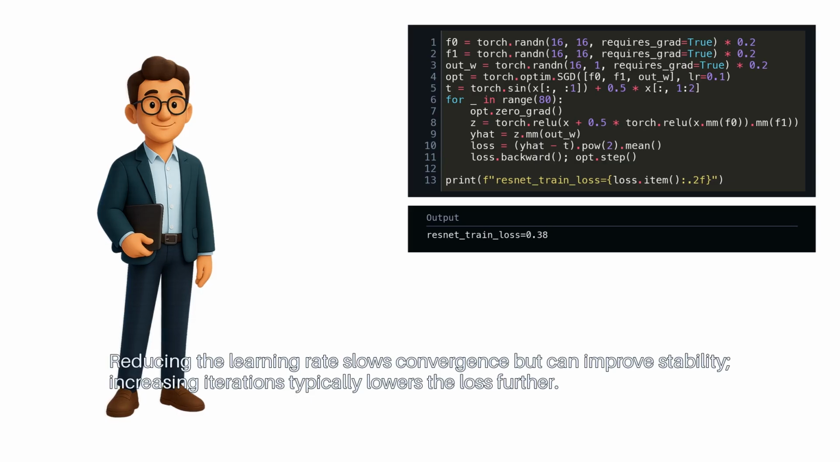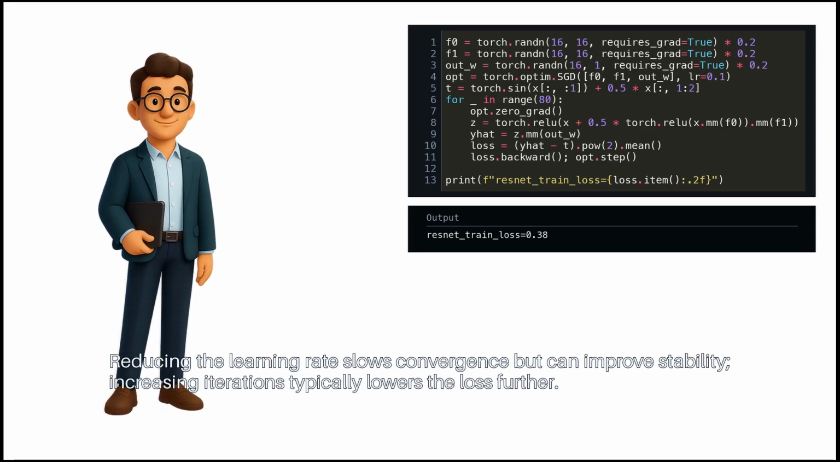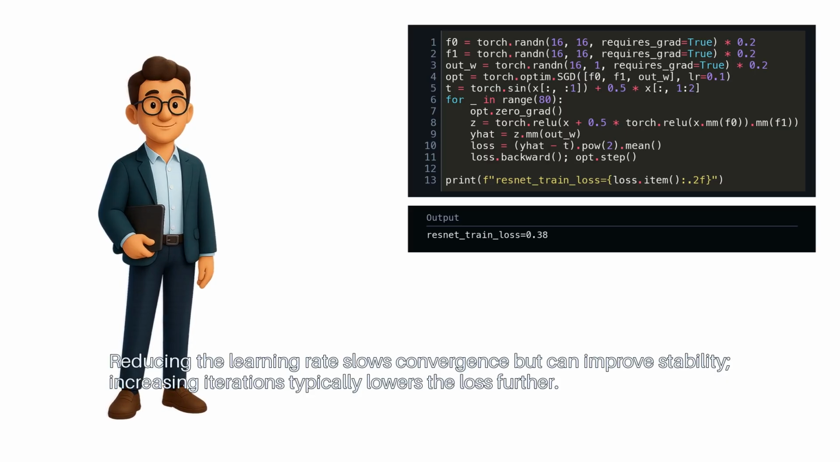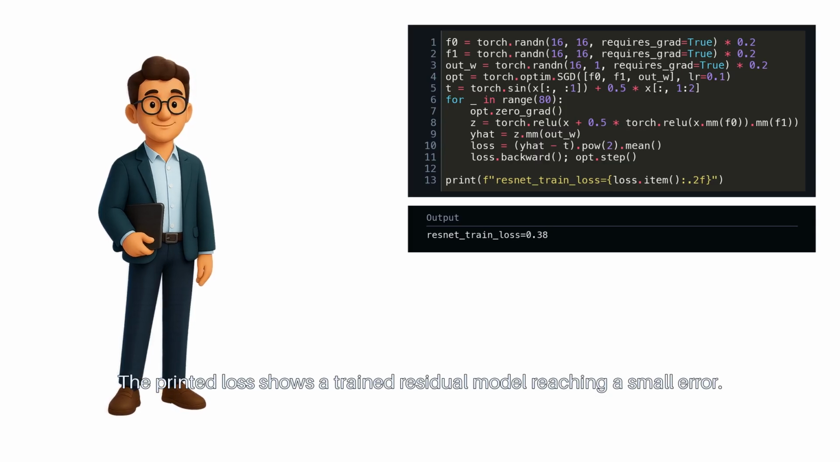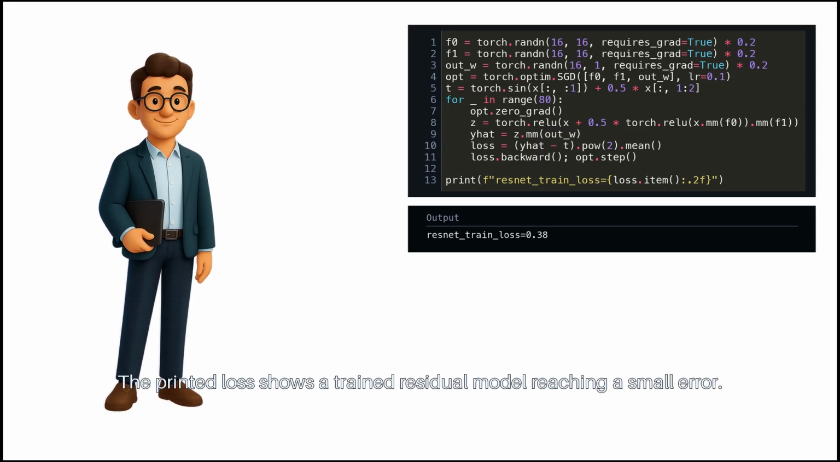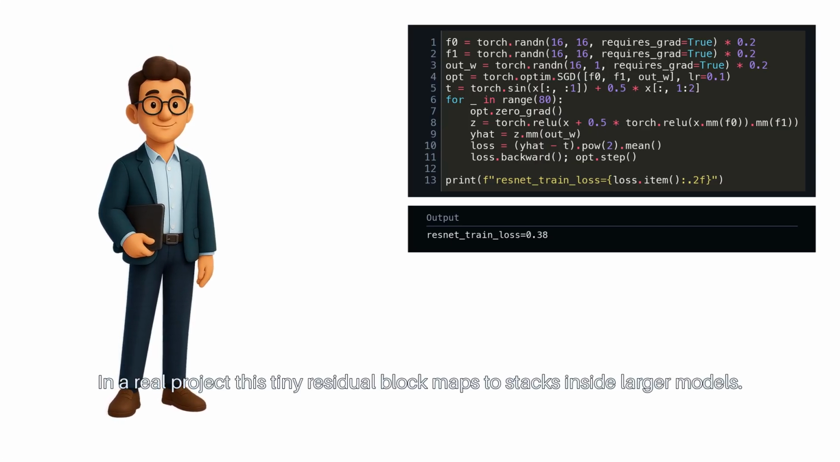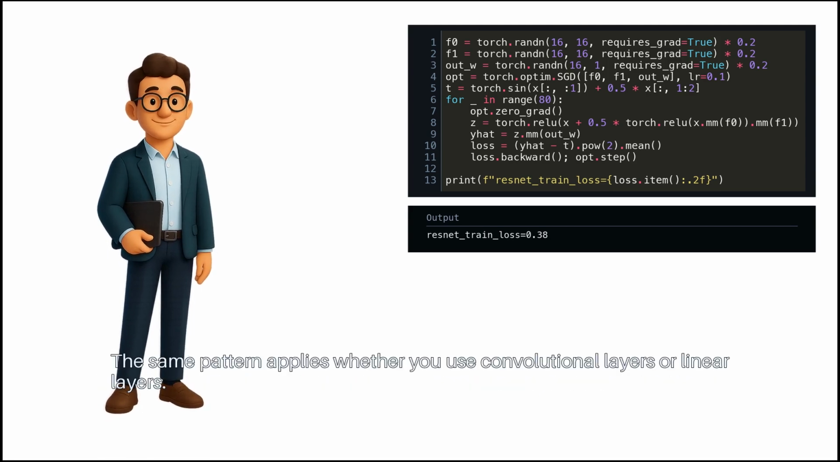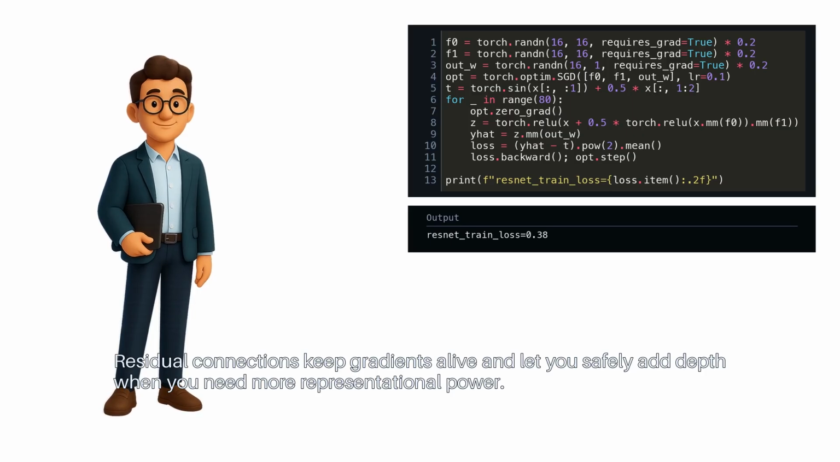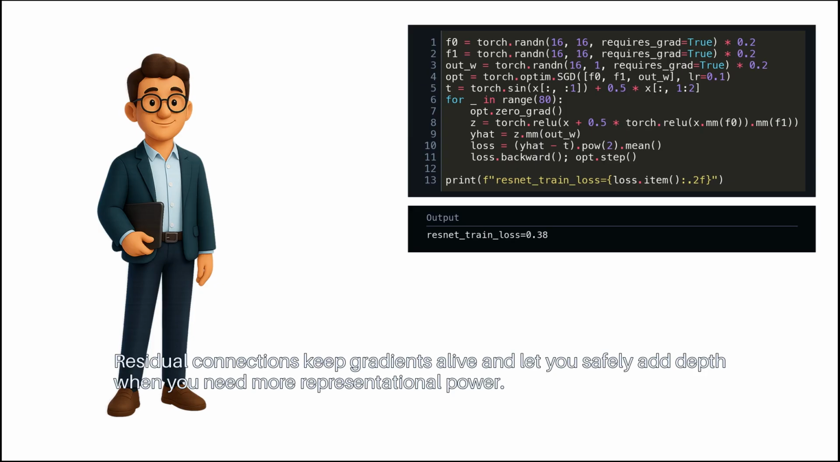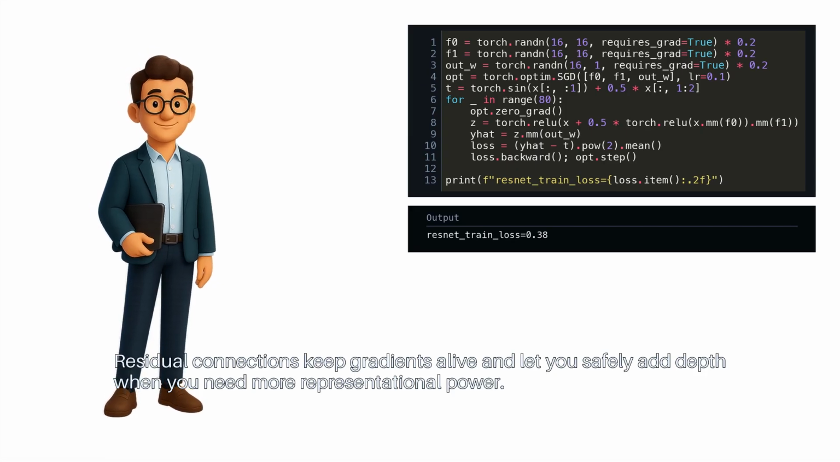Reducing the learning rate slows convergence, but can improve stability. Increasing iterations typically lowers the loss further. The printed loss shows a trained residual model reaching a small error. In a real project, this tiny residual block maps to stacks inside larger models. The same pattern applies whether you use convolutional layers or linear layers. Residual connections keep gradients alive and let you safely add depth when you need more representational power.